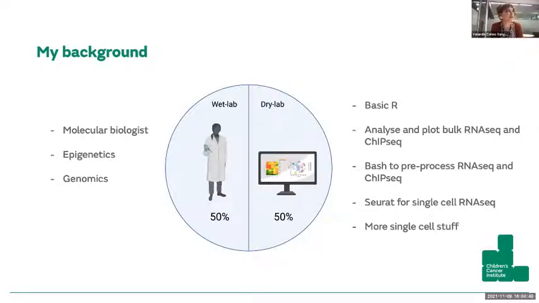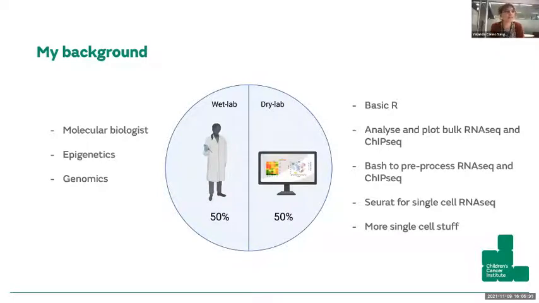This is how I started. At the beginning, I just decided to learn some basic R because everyone in my lab that did analysis was using R. That allowed me to analyze and visualize some bulk RNA-seq and some bulk ChIP-seq. When I felt a bit more confident in these skills, I decided that I also wanted to be able to pre-process this RNA-seq and ChIP-seq. And for that, I actually needed to learn some bash in order to be able to work on the HPC.